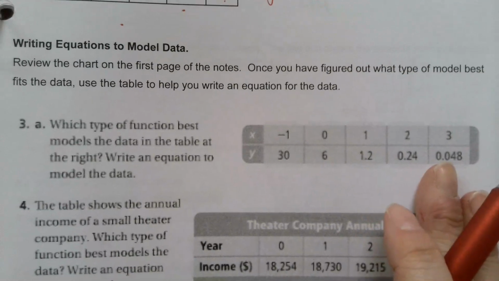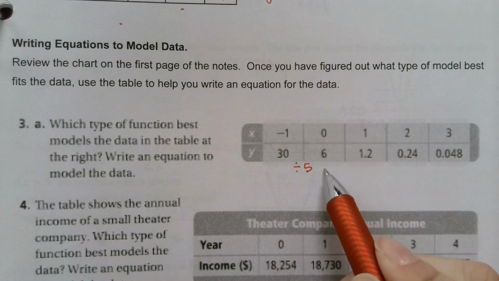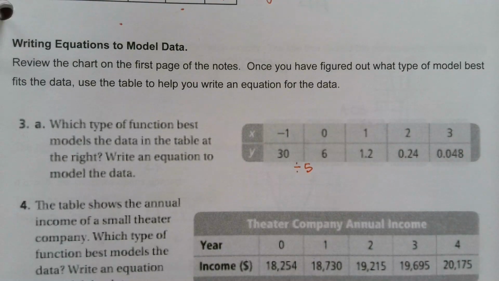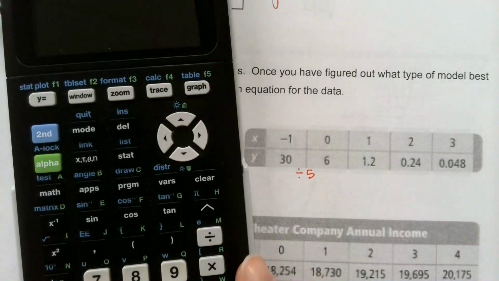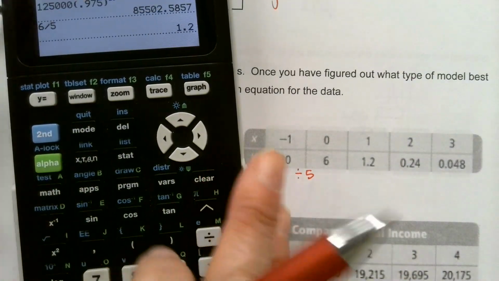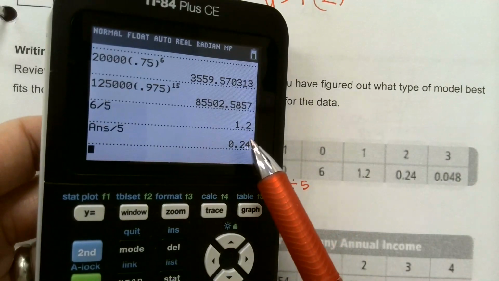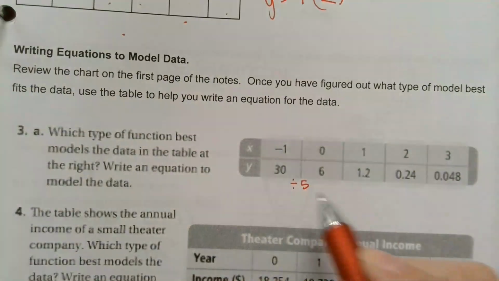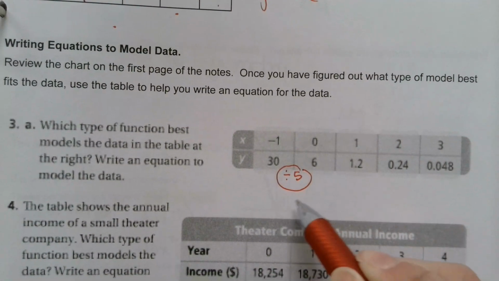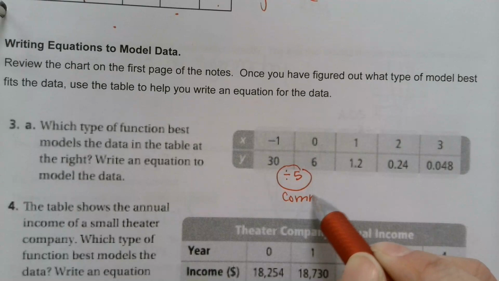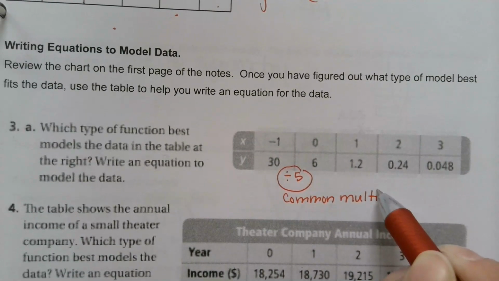We can also look and see, this looks like it's dividing by 5. And then say, well, if I took 6 divided by 5, would that be 1.2? So you can check your 6 divided by 5. You can take that and divide it by 5. And you keep getting the next number in line, right? Now, that tells me that I actually have a common multiplier, but that common multiplier isn't 5.